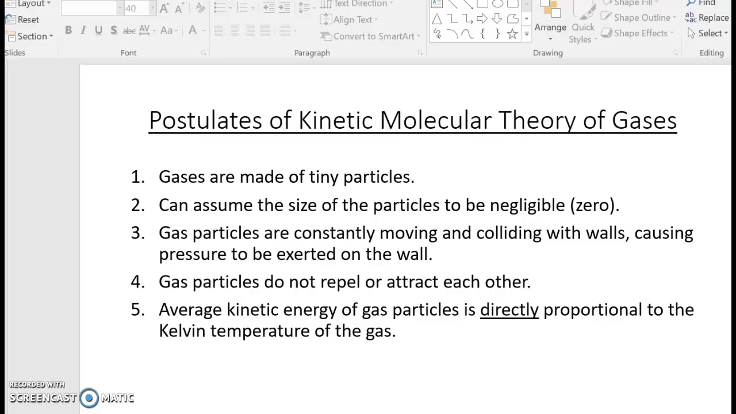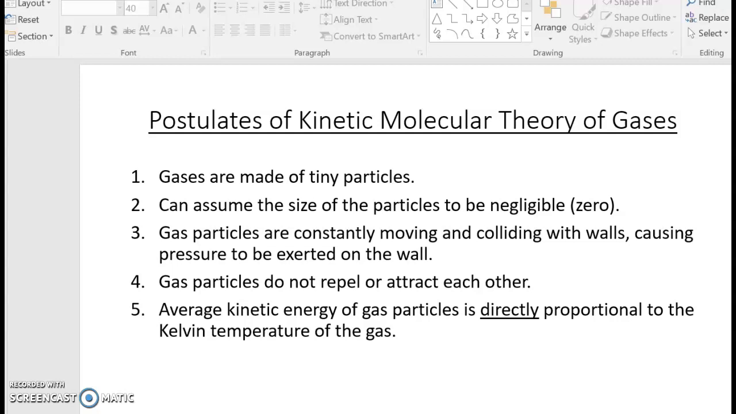Let's take a look at the postulates of kinetic molecular theory of gases. So based on what you saw, hopefully this is going to make more sense. So gases are made of tiny particles. Those are visualized with those balls, and they're way smaller than what that visual showed, but we needed to be able to see them for the visual, right? So you can assume the size of the particles to be negligible or 0. The size of a gas particle is so small that we assume it to be essentially 0.